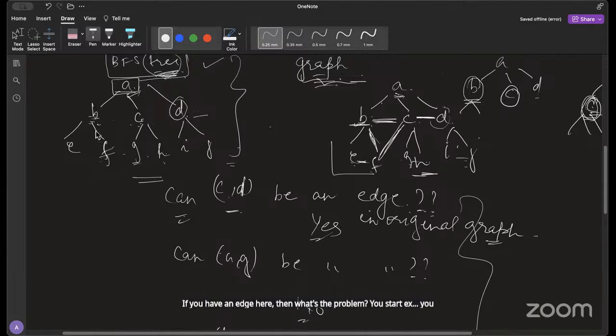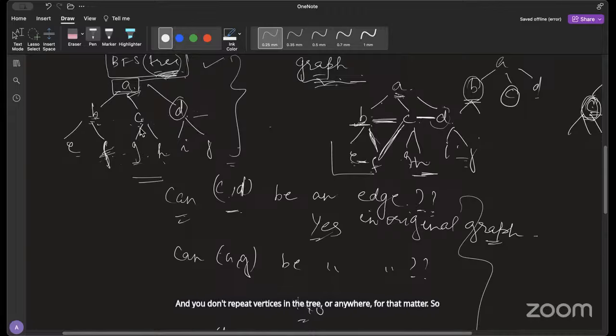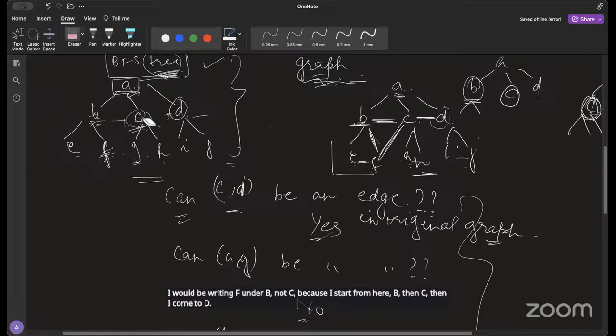You start exploring B first, and F is already visited from there, EF, and you don't repeat vertices in the tree or anywhere for that matter. So you are not supposed to write it. If C and F was an edge in the original graph, I won't be doing this, right? It can be an edge here, because I'm coming to C later after visiting B. So even if CF was an edge, I would be writing F under B, not C, because I start from B, then C, then I come to D. This is the order that I follow.